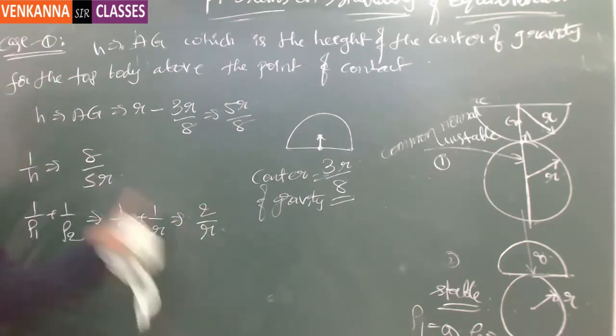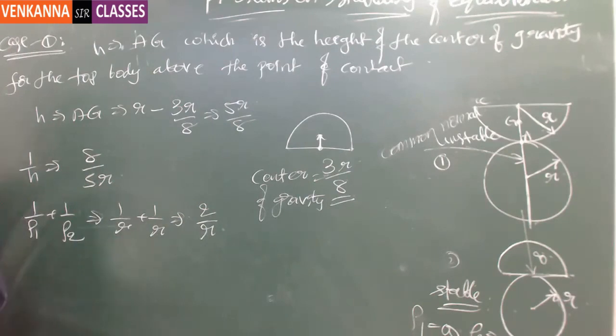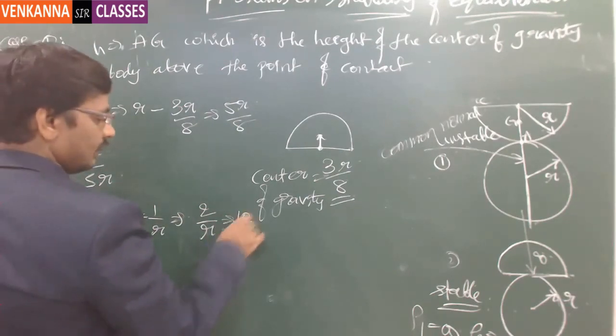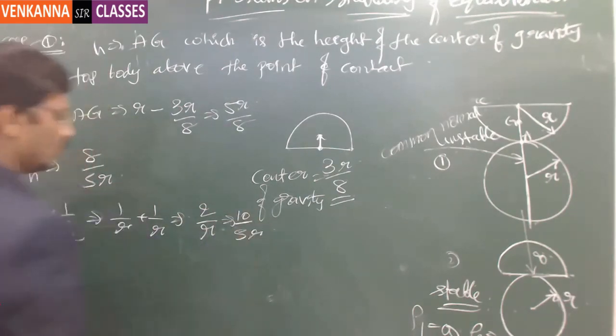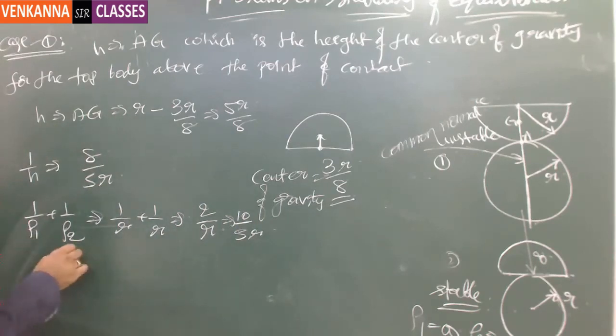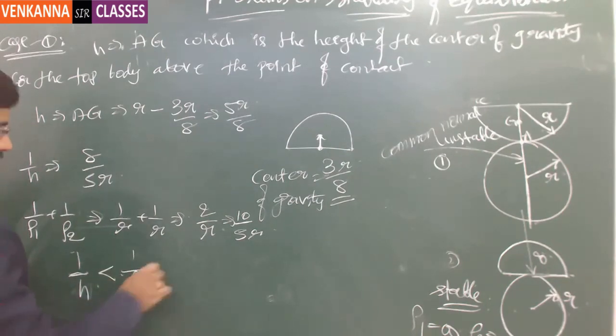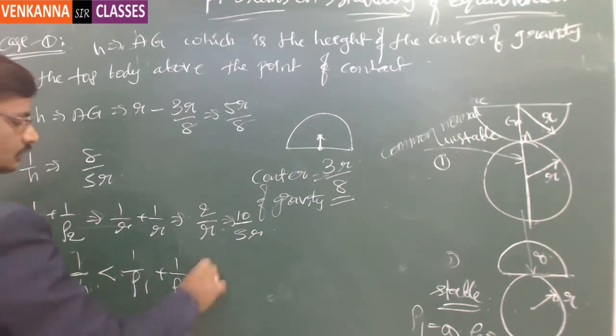Now to compare these two, we will make a common denominator. For that I can write 2 by r as 10 by 5r, and this is 8 by 5r for 1 by h. If you compare these two, 8 is less than 10. That means 1 by h is less than 1 by rho 1 plus 1 by rho 2. So hence it is unstable.